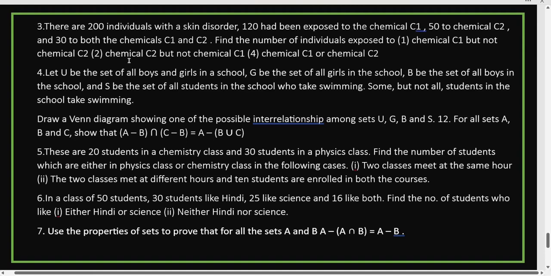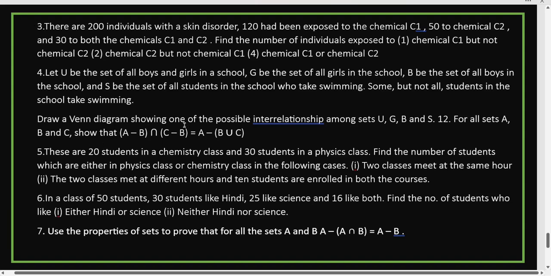Next one is another problem: 200 individuals with a skin disorder. 120 were exposed to chemical C1, 50 exposed to chemical C2. Like this, the details are given. He's asking to find the number of individuals exposed to chemical C1 but not C2, chemical C2 but not C1, and chemical C1 or chemical C2. Remember that, C1 or C2. You can solve this data, and these are also word problems.